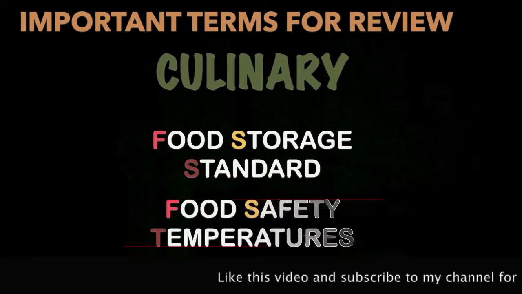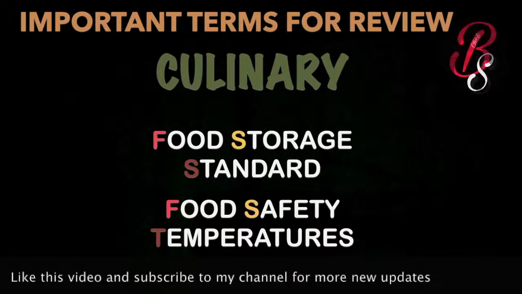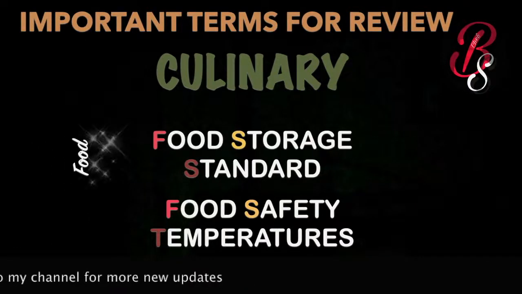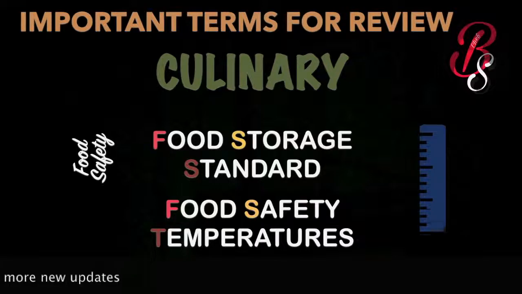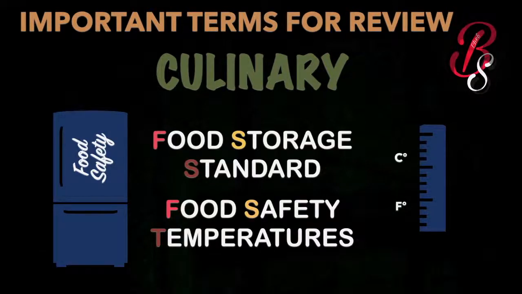It's all about culinary stuff, first of all. In this video, I'm going to share with you two important terms which are very important when you are working with or dealing with food. The first is the food storage standard, then we have food safety temperature. Because when we process, cook or are done with the food, you need to know where to keep it and at what temperature so it does not get spoiled or attacked by bacteria. Those are very important things. So in this video I'm going to share with you all the important points about these terms. So let's start with this video.